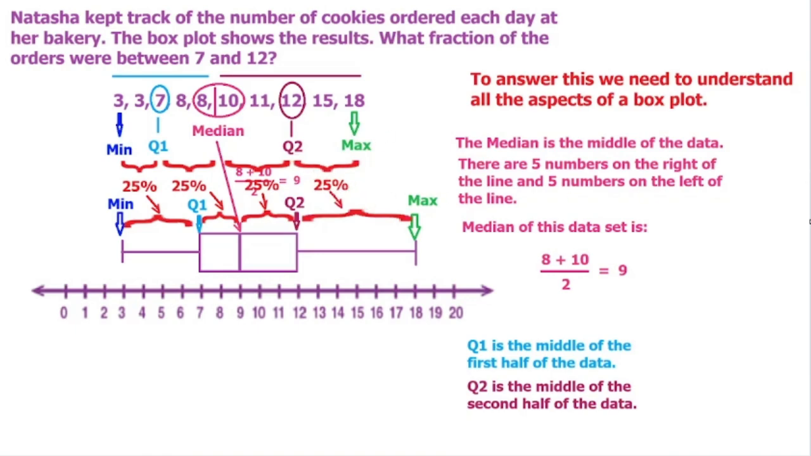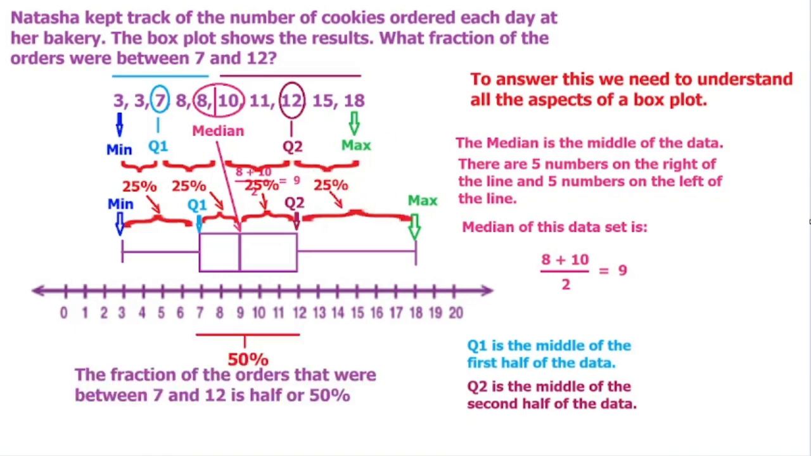Okay, 25%. So now we want to know what fraction of the orders were between 7 and 12. So between 7 and 12, we have 25% and 25%. So that means 50%. So the fraction of the orders that were between 7 and 12 is half, or 50%.